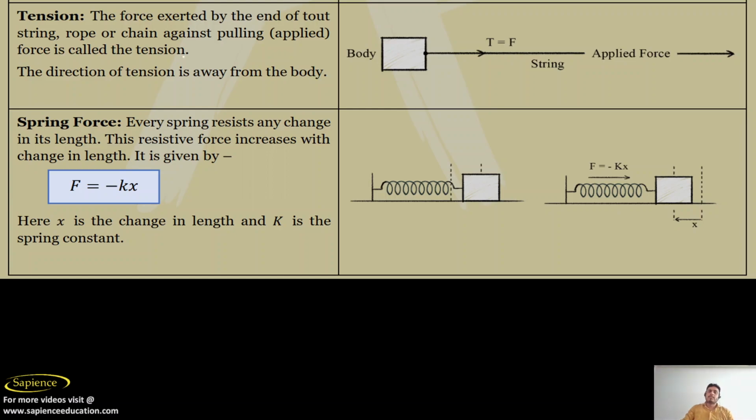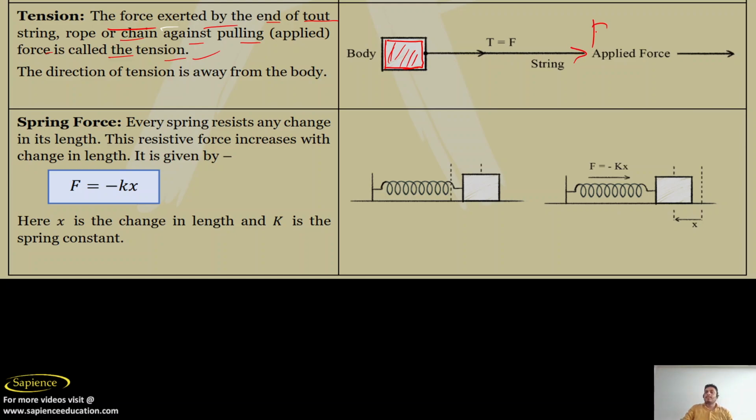Now there is tension force. What actually is the tension force? The force exerted by the end of a taut string, rope or chain against the pulling applied force is called tension force. The direction of tension is always away from the body. See here, this is your body, in red color I am showing you.